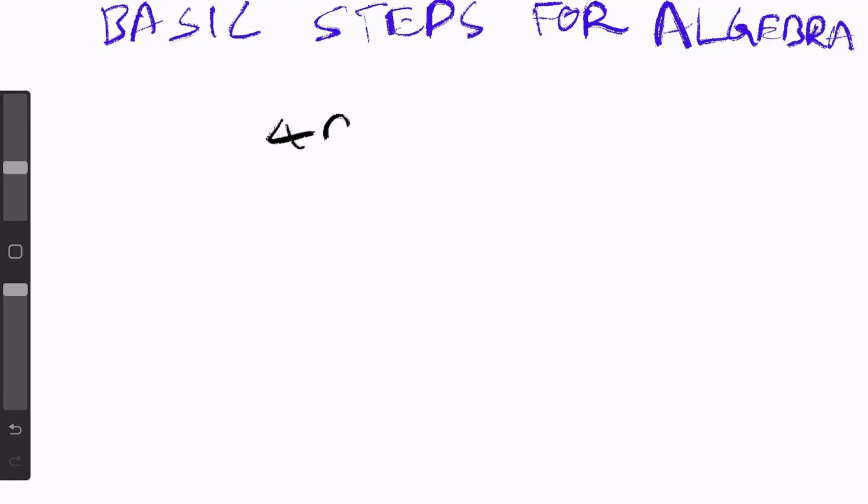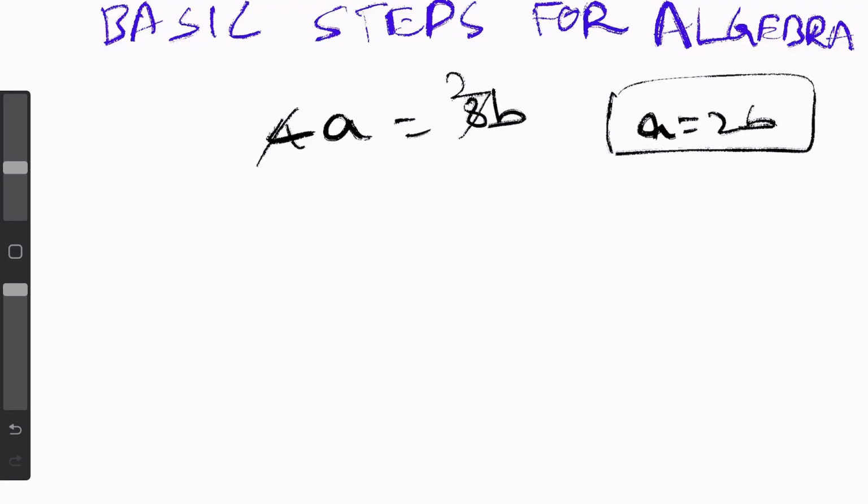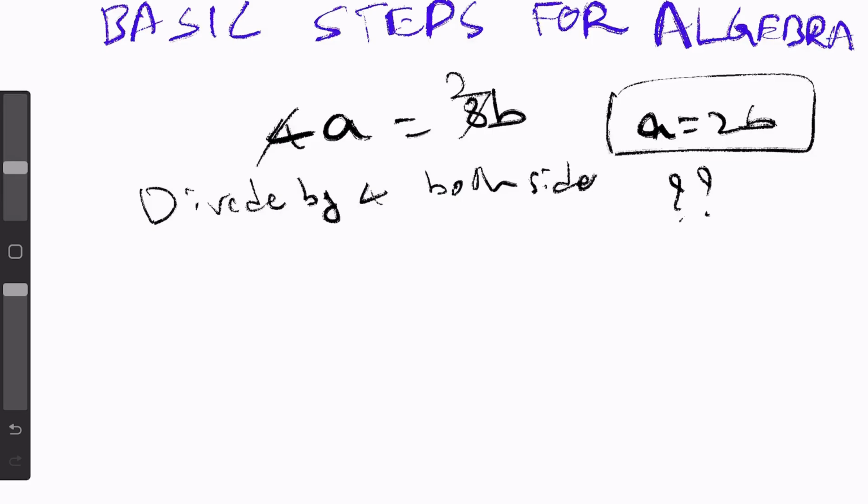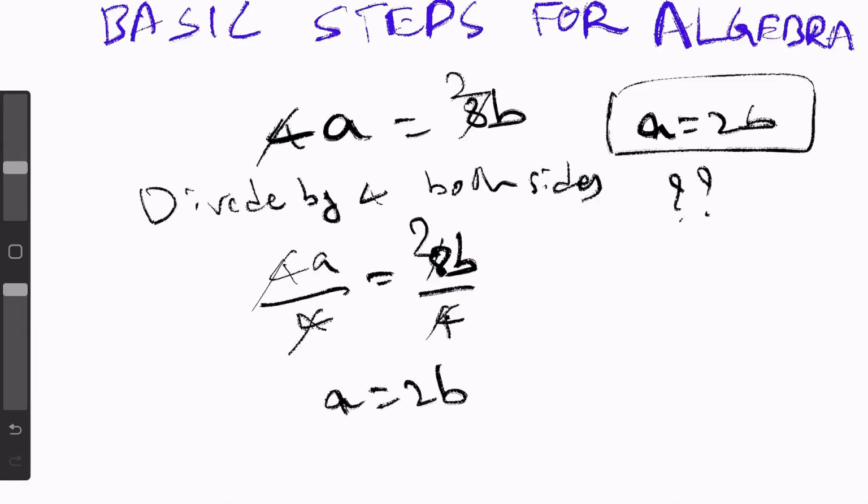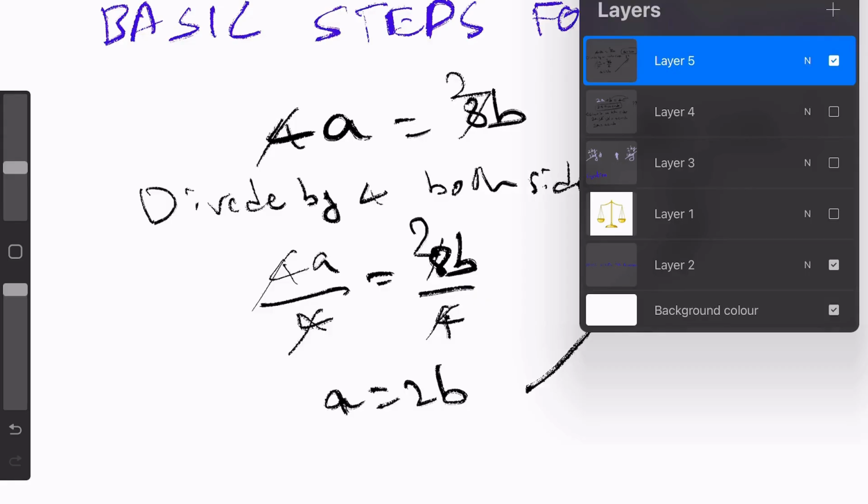Let's see one more example. 4a equals 8b. Now 4 gets cancelled with 8 and 2 will be the quotient. So a equals 2b we'll get. How do we get that? If 4 goes to the other side, it becomes 8 by 4. So we need to divide by 4 on both sides. Then we get 4a by 4, and 4 gets cancelled. 8 by 4 is 2, so a equals 2b. So this is what we get.